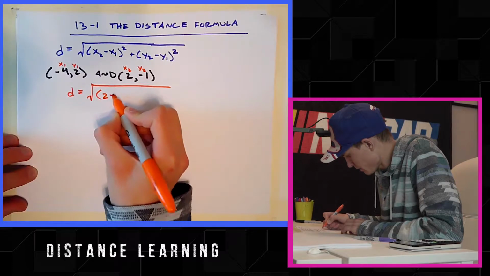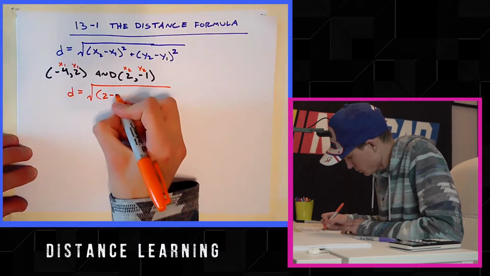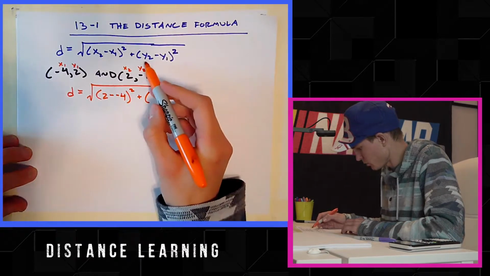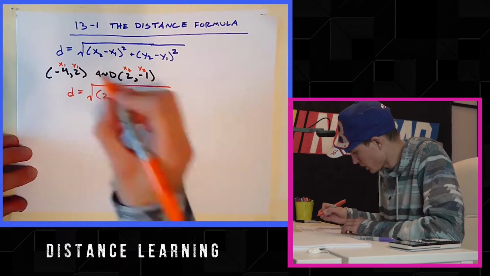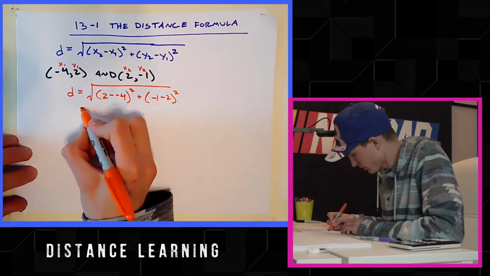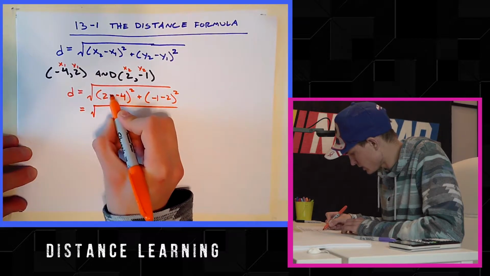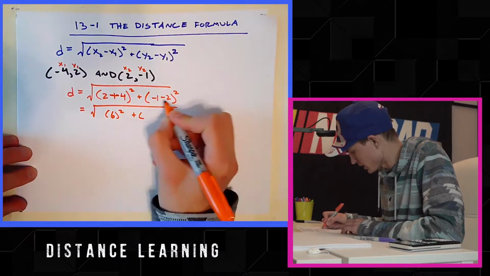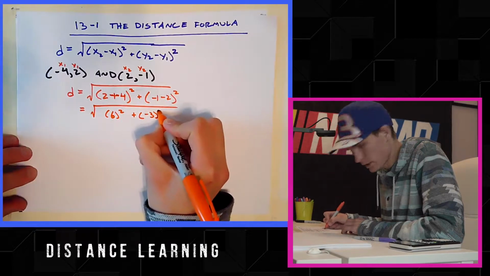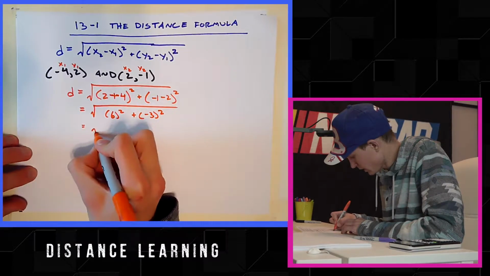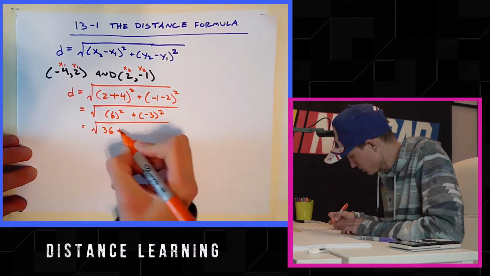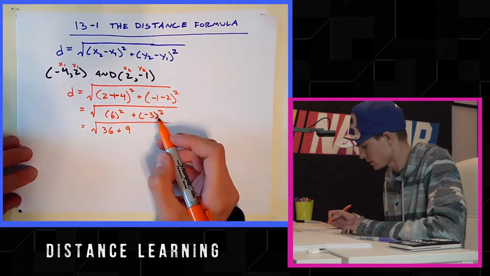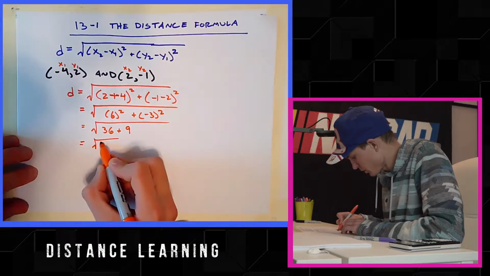So, distance, square root, x2, 2, minus x1. Ooh, tricky right away. Double negatives. And then y2, -1, minus y1 squared. So that's going to be the square root. 2 minus -4 is 2 plus 4, which is 6 squared, plus -1 minus 2, which is -3, squared. That's going to be 36 plus 9. It is not -9. Anytime you square anything in here, it will be a positive number. That is the square root of 45.